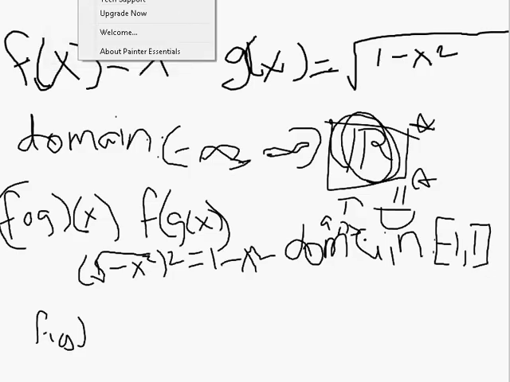All right. So f of g of, let's say, 3. If we were to use this formula, 1 minus x squared, we would say, okay, that's just 1 minus 9.